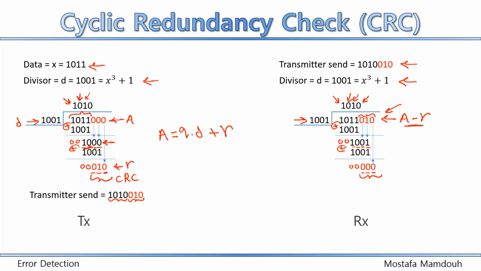But from the previous equation, we have A minus R is equal to Q times D. So now, when we are at the receiver and apply that A minus R and divide it by D, well, this will exactly equal Q times D. So hence, the remainder here must equal 0. And this is actually what happened here in this example. So this is sort of the intuition of why CRC works. Just keep in mind that these operations are done in modulus arithmetic.